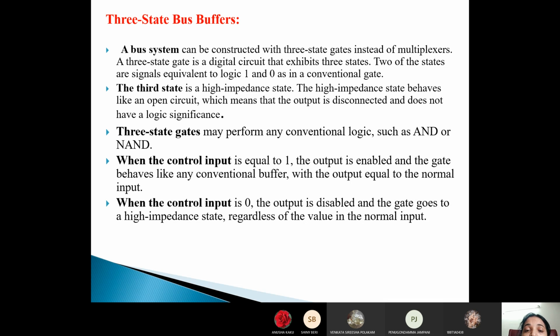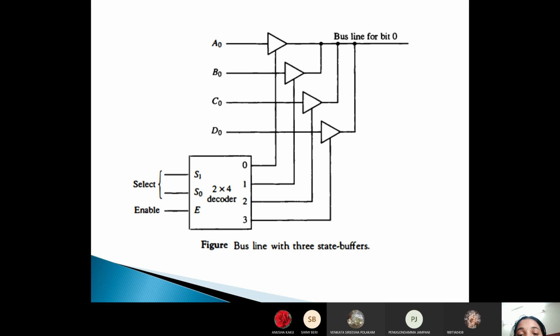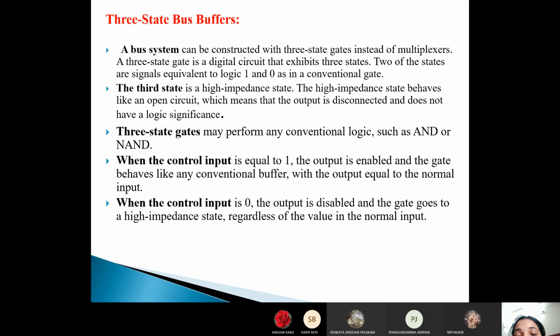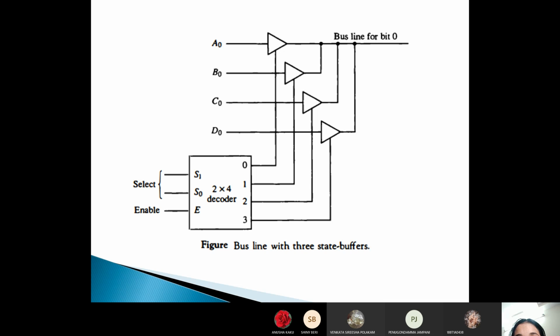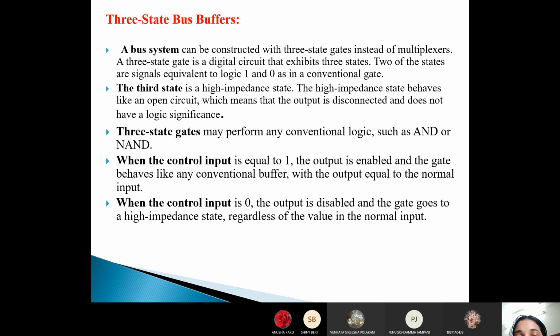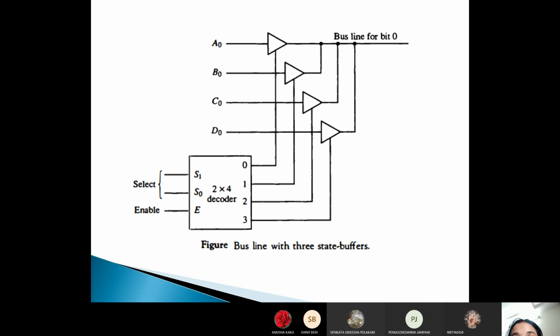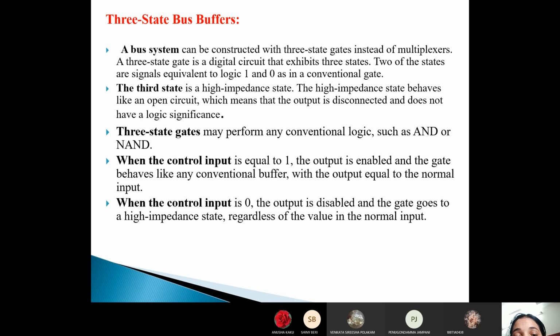So this is the three-state bus buffer. In this, we are constructing the bus with three-state gates instead of multiplexers. So this is the diagram. Instead of multiplexers, we are using three-state gates. The three-state gate is a digital circuit that exhibits three states. Two of the states are signals equivalent to logic 1 and 0, as in a conventional gate.